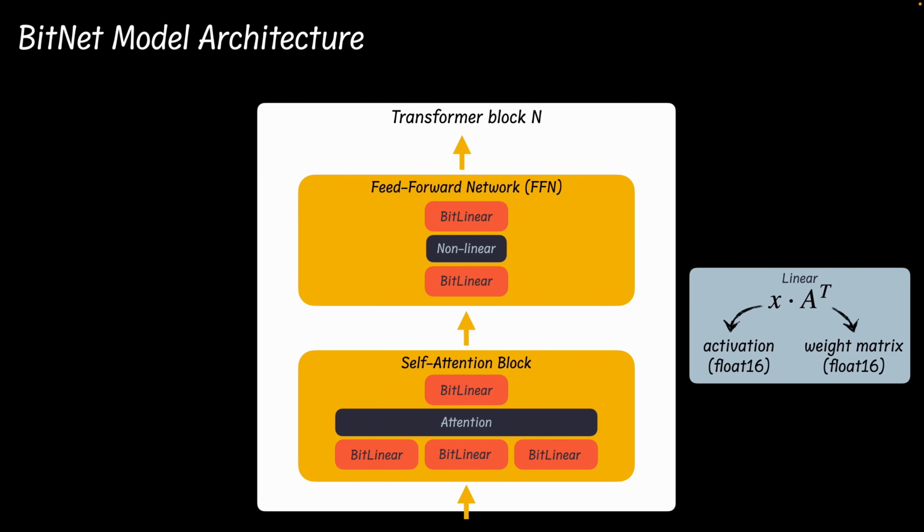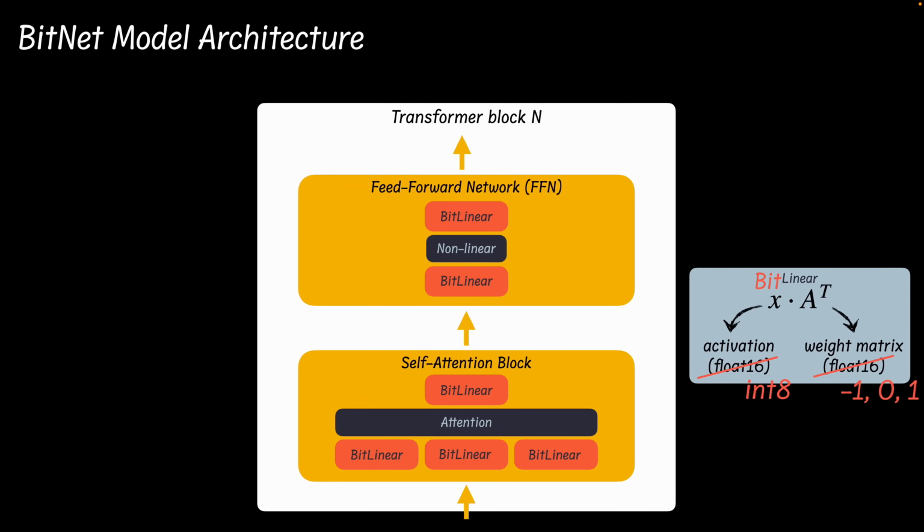Now, here's how BitNet modifies this standard transformer block. It's really simple. Each linear layer is swapped with a custom BitLinear layer. BitLinear is also a matrix multiplication, but its operands are no longer in full precision. Activations are 8-bit integers and weights are ternary.